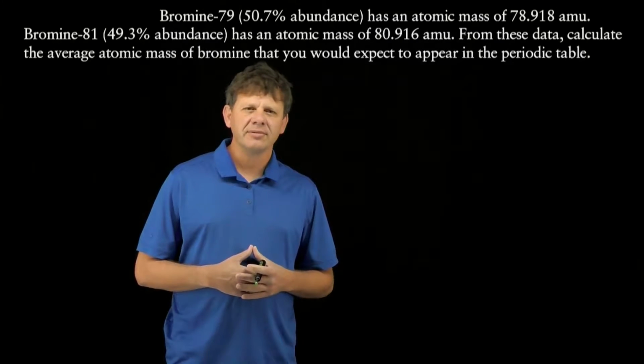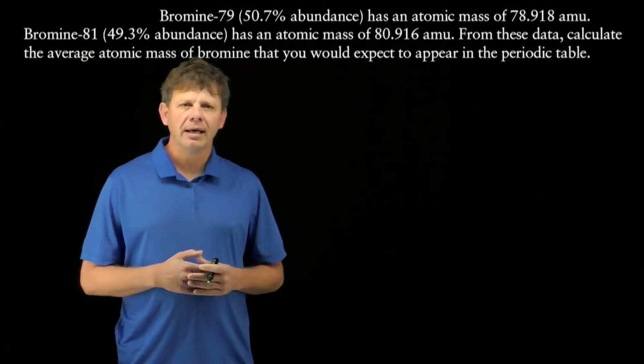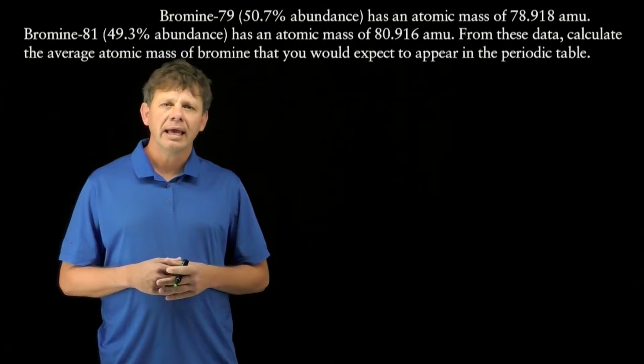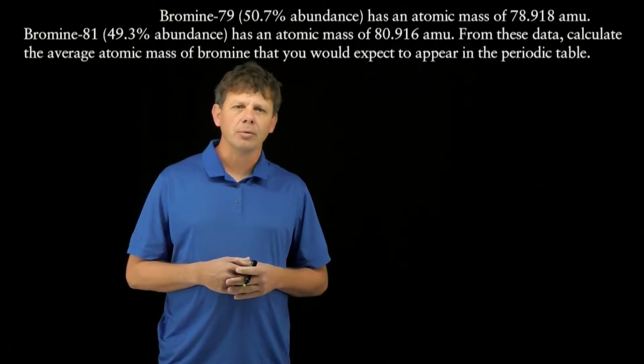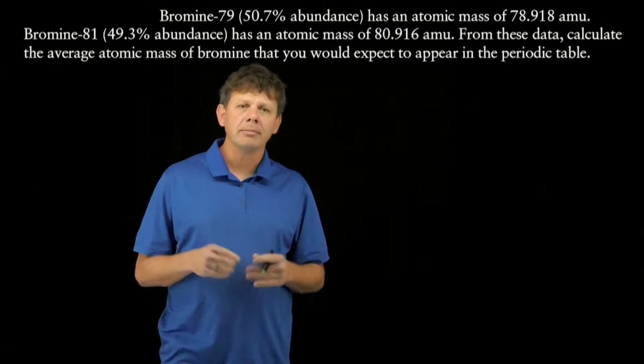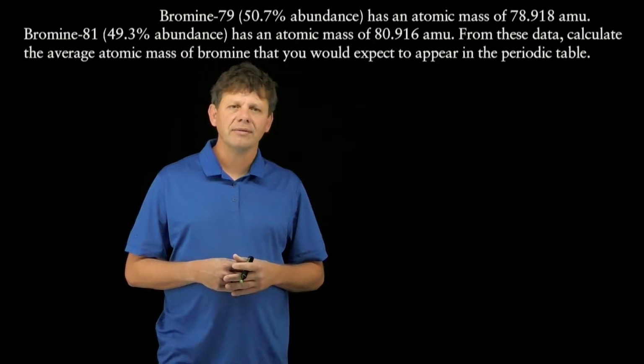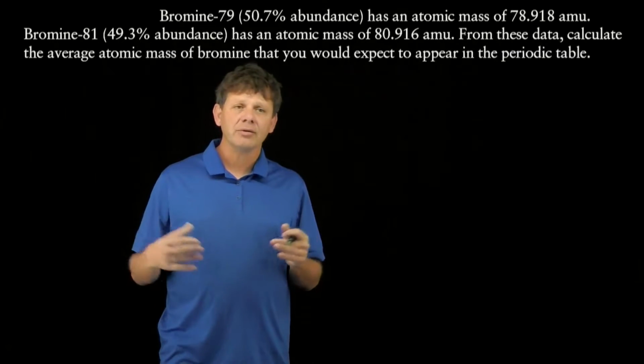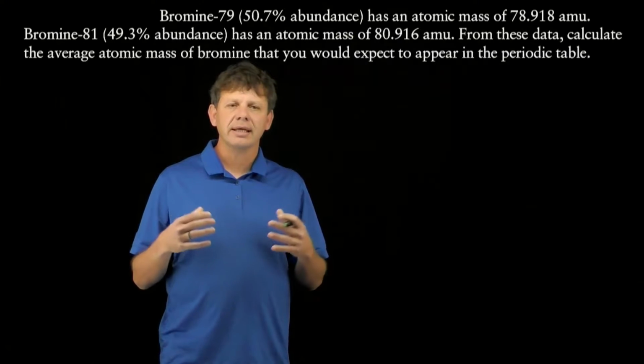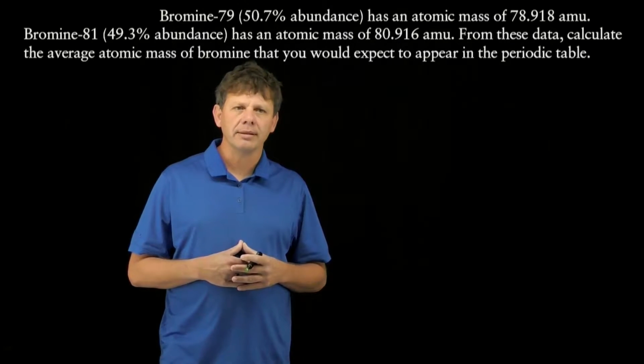This assessment asks us to calculate the average atomic mass of the bromine 79 and bromine 81 isotopes. What's given in the problem is their percent abundance and the specific atomic mass of each isotope. In effect, what we're doing then is calculating a weighted average between the two.